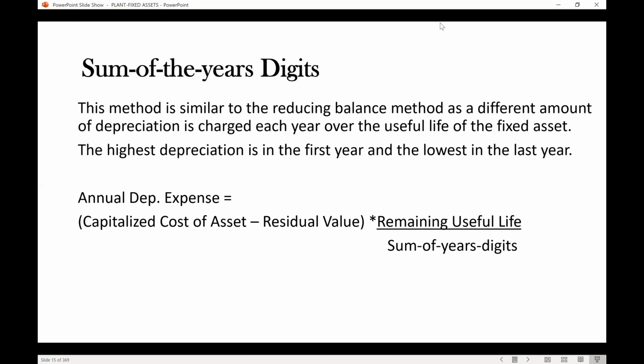So again, you're finding a different amount each year, because after each year, you'll know what's the remaining useful life. However, the capitalized cost and the residual value remain the same, and so does the sum of years digit. That remains the same. So whatever question we have, we'll be able to clear that more in a question. But I hope you might have understood a little bit what it is.